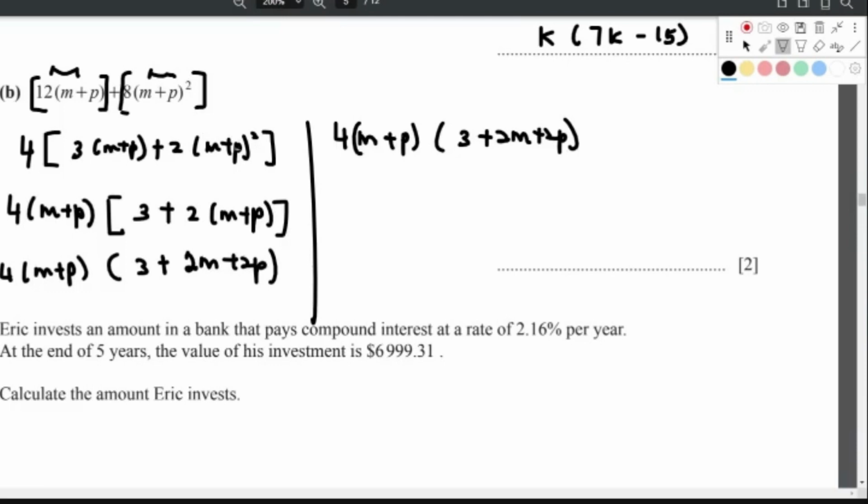So you don't have to open up everything, because once you open up everything, it becomes very complicated. So you factorize as two different entities and you see it as one. Then it's easier to work with. Okay.